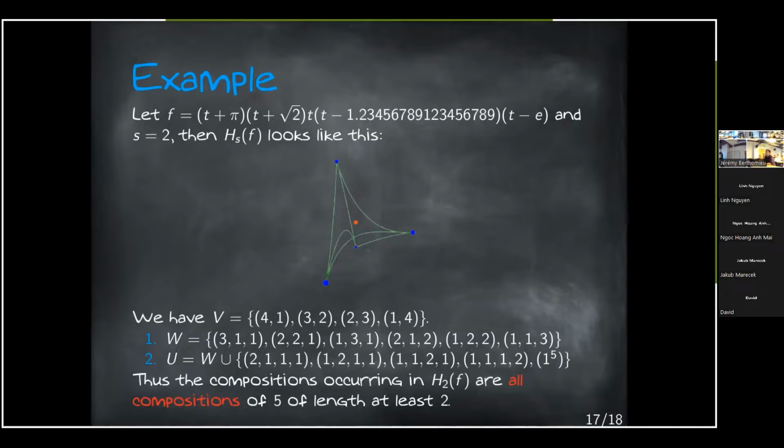We have 4 vertices and 4 blue points. We have 6 compositions of length 3 and 6 green lines. And, yeah, similar for those. It's not always so nice. It's particularly nice when S is 2, but the algorithm still gives you the correct output.